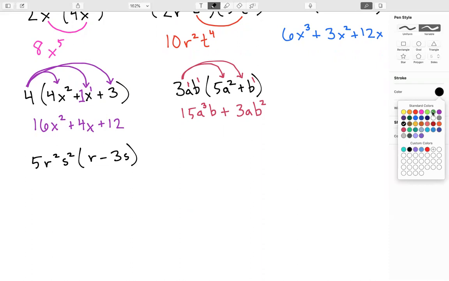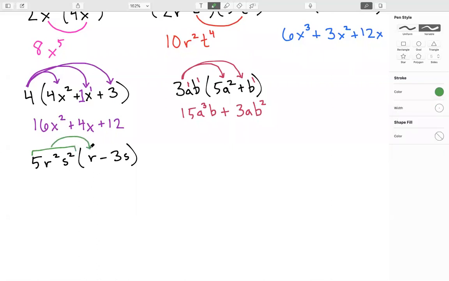Now, we have this term on the outside, and it looks like a pretty big fat term, but it still is one term, and we're going to multiply it by each term within the parentheses. So 5r squared s squared times r, well, the 5 stays there, there's a 1 here, and there's also a 1 there. So 5 times 1 is 5. R squared times r to the first is r cubed, and then s squared stays there.